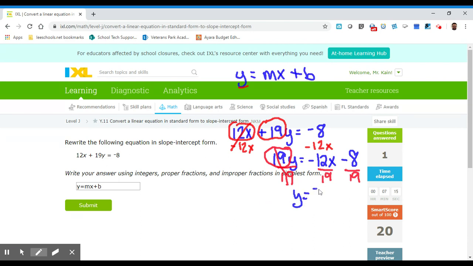And then the fraction, your slope will be negative 12/19 x. And your y-intercept will be negative 8/19. Now, the only thing you have to do, make sure that you are checking for simplest form. None of these things simplify, so that will be your final answer. So let's type it in here. So your slope is negative 12/19, and your y-intercept is negative 8/19. Go ahead and hit submit, check our answer, and we are good.